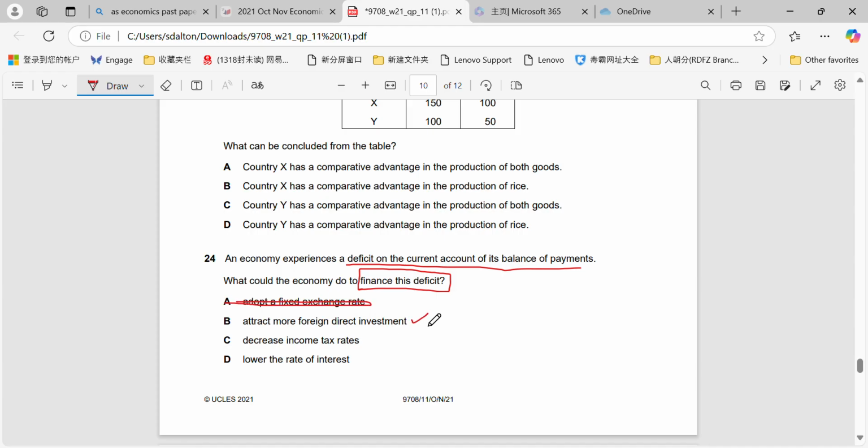But if we attract more foreign direct investment, that obviously will. It will help us to finance that deficit by attracting the multinational companies into the country. Decreasing income tax rates and lowering the rate of interest would similarly not have an effect in financing the deficit. We would need to attract FDI or multinational companies to come into the country. That would attract an inflow of investment from abroad, and that would help us to finance the deficit that has occurred. Simple, straightforward question if you read it carefully, about financing the deficit instead of directly addressing it.